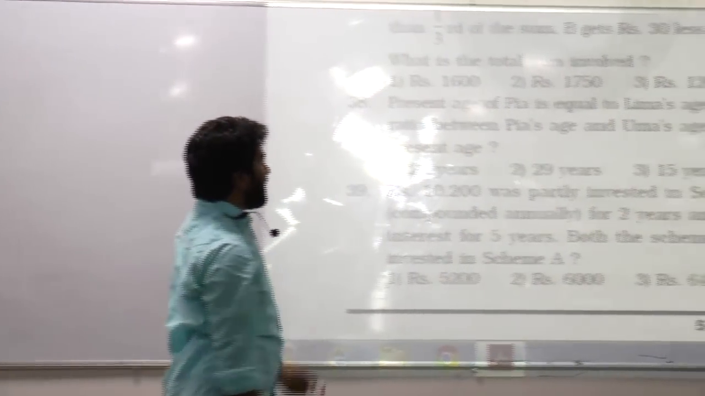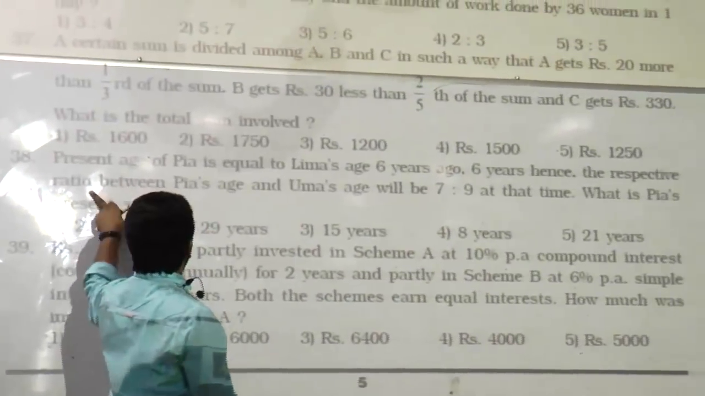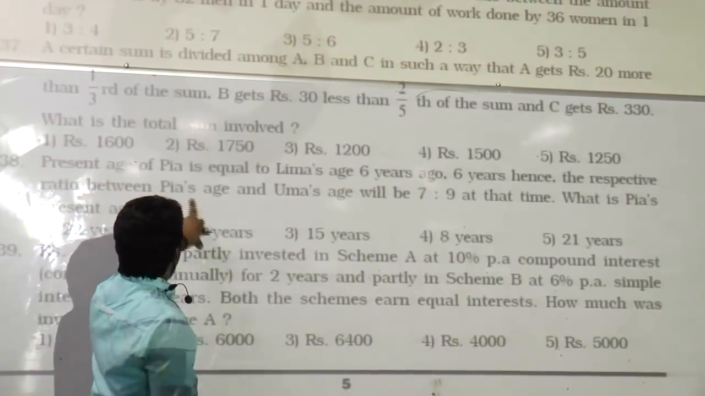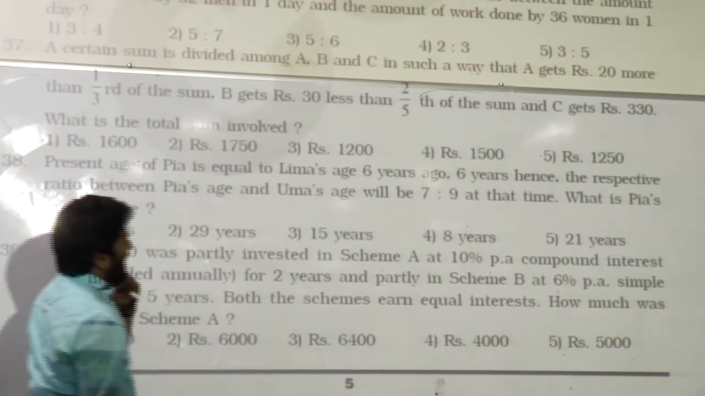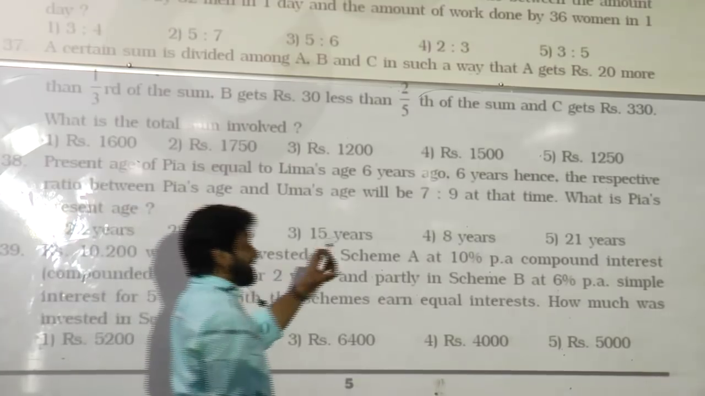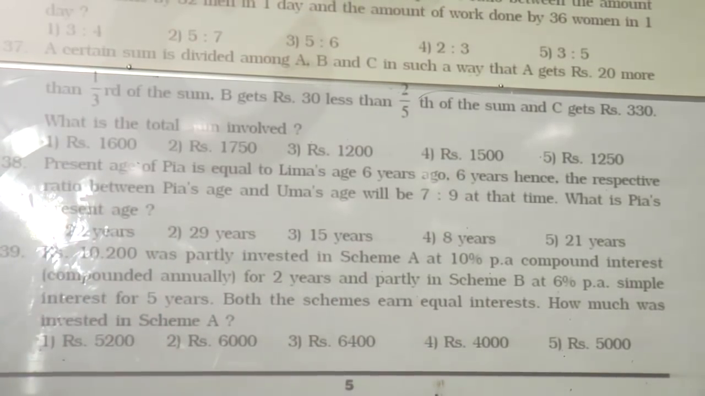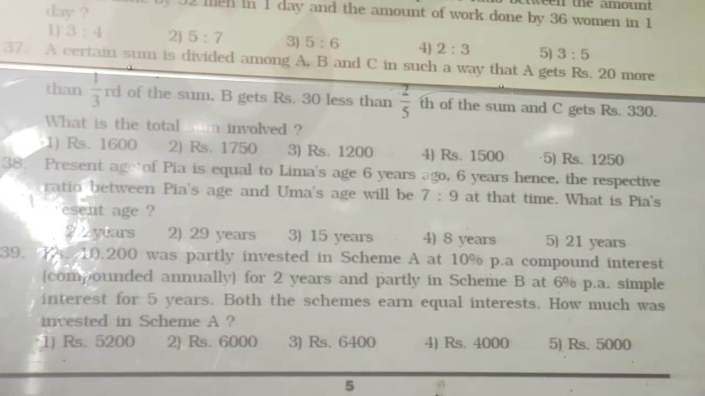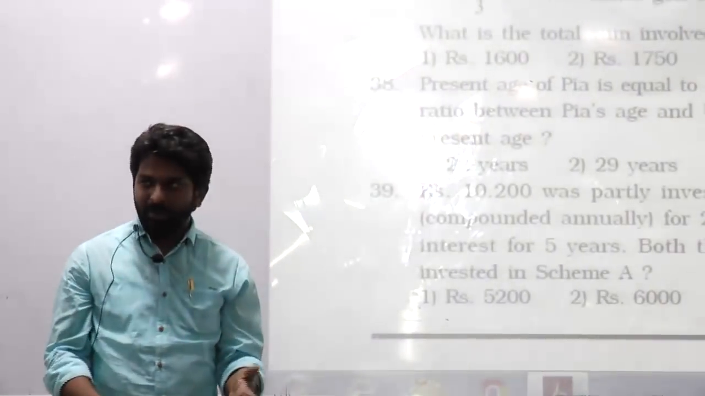Next, the respective ratio between pi's age and Uma's age will be 7:9 at that time, 6 years hence. 6 years hence, the ratio of their ages will be 7:9. What is pi's present age? You are asked about pi's present age. If the difference between their present ages is 6 years, after 6 years also the difference should be 6 years.